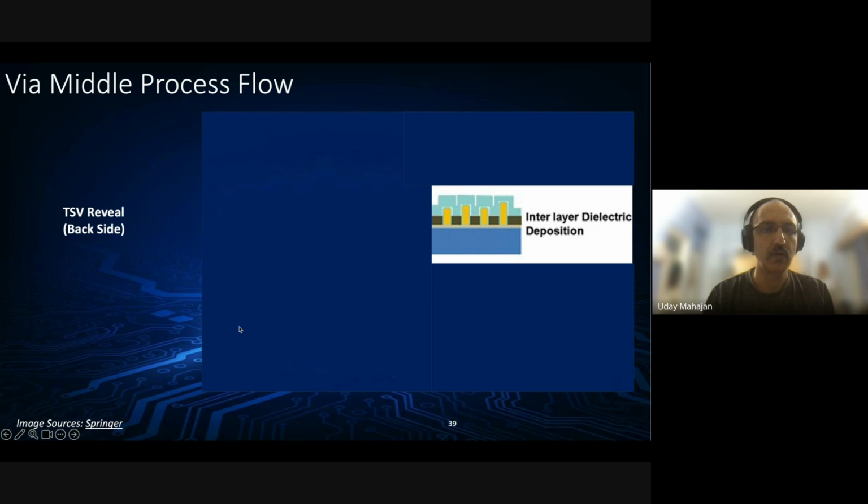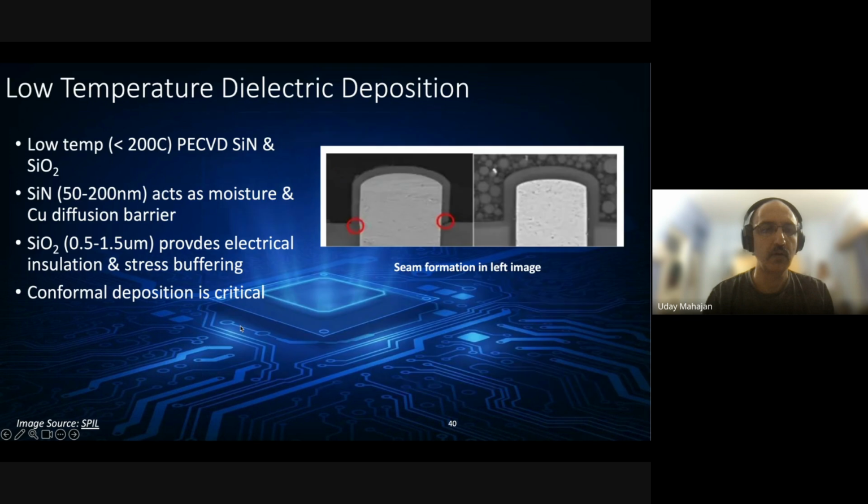Good insights. Then we move on to interlayer dielectric deposition, which is shown here, where essentially you deposit a low temperature silicon nitride followed by a thicker silicon oxide layer. The nitride acts as a moisture barrier and a copper diffusion barrier, and SiO2 provides the electrical insulation between the TSV and the surrounding flat wafer surface, and also stress buffering. So here conformal deposition is critical so that you don't have formation of seams at the corner, as you can see here in this sample illustration.